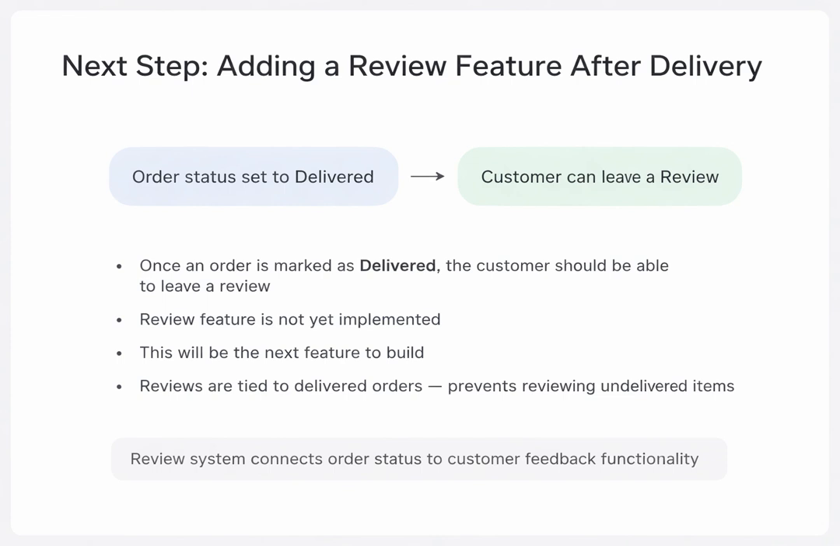Now that the order detail and receipt page is working, the next logical step is adding a review feature. The idea is that once an order is marked as delivered, the customer should be able to go back and leave a review for the products they received. This feature doesn't exist yet in the system, but it's the natural next thing to build. Tying reviews to delivered orders makes sense from a business logic perspective. You don't want customers reviewing products they haven't actually received yet. That's where the project is headed next.